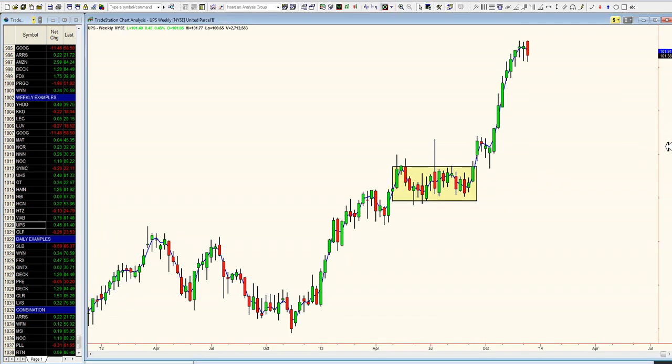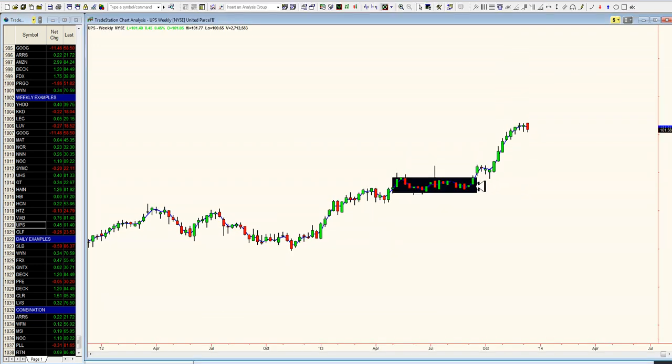UPS also, you can look here, if we stretch this box out, came back and also tested after that nice box. I look at this as a continuation of trend. We had a nice trend up, went sideways, and then came back, tested, and then broke higher.